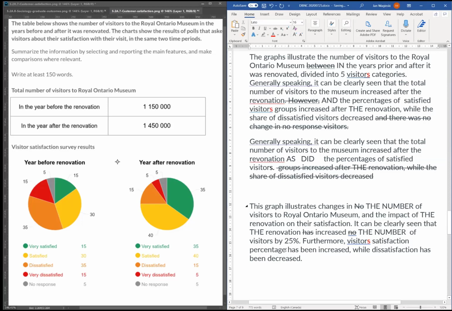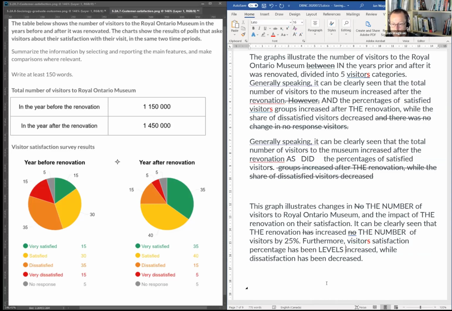Okay. Levels, I would just say levels increased. That's the common way to describe this. While dissatisfaction levels decreased.